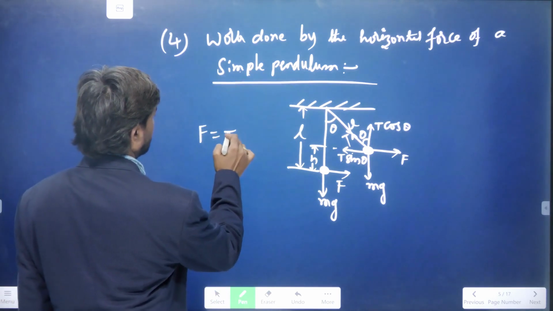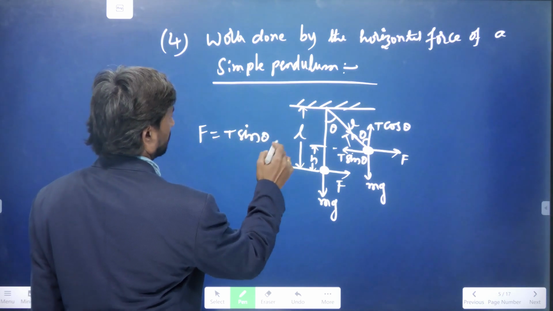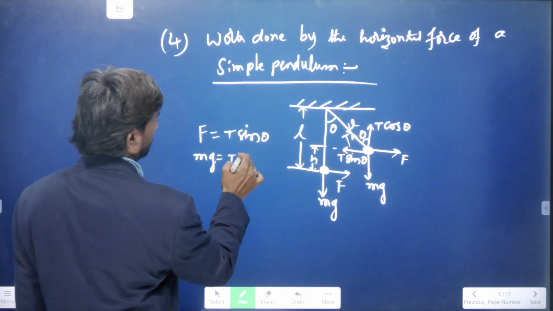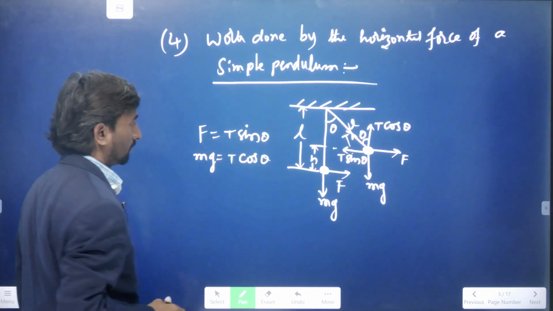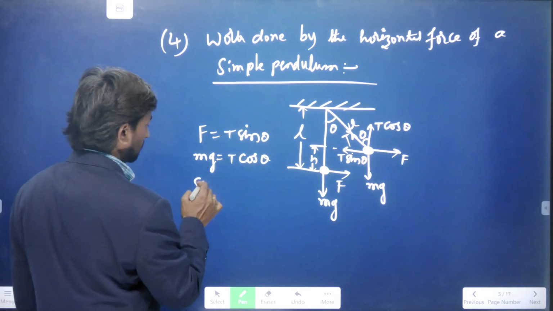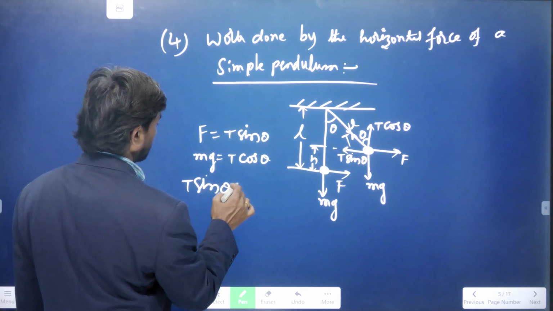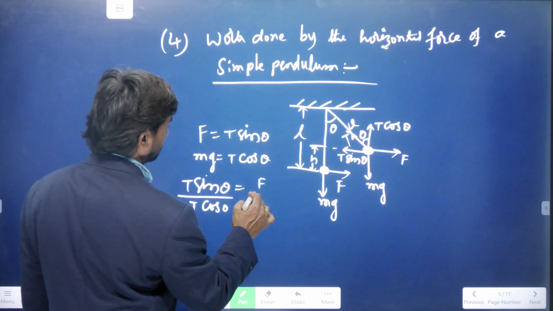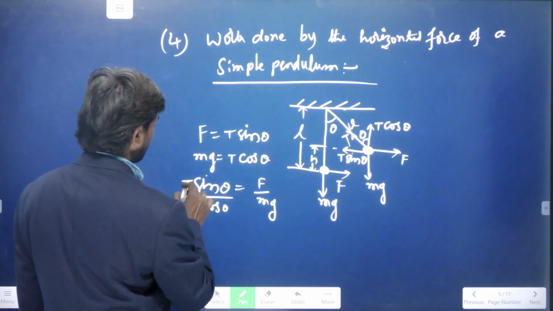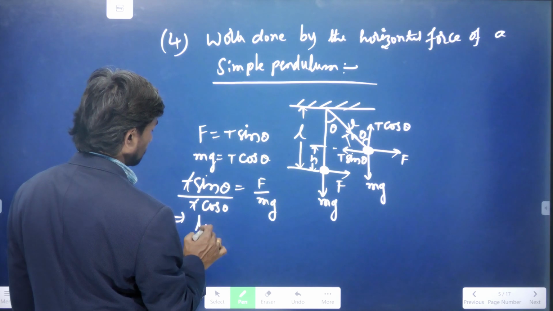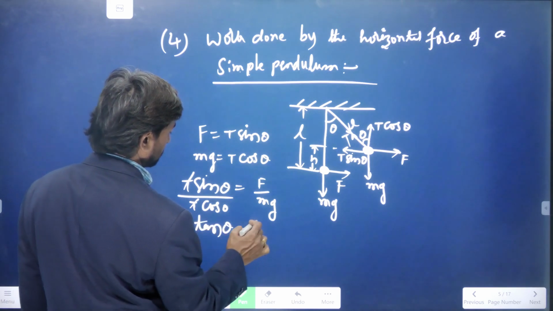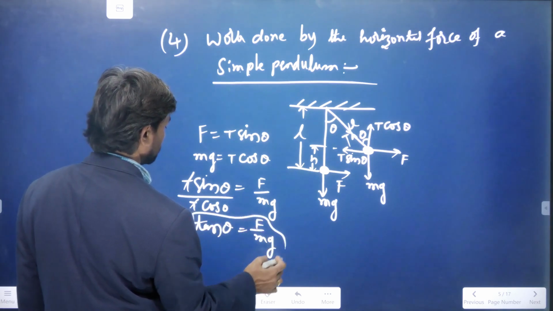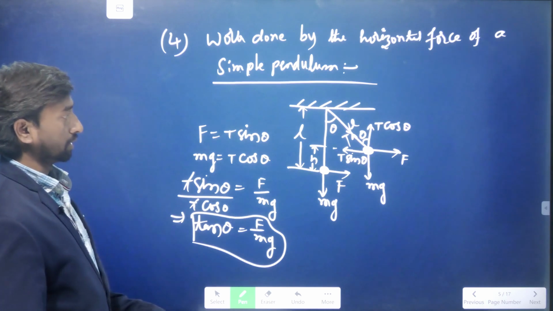So F is equal to T sin theta is one equation we can write there horizontally, and the vertical component, that is mg, mg is equal to T cos theta. Now if I divide these two equations, what will we get? T sin theta divided by T cos theta is equal to F divided by mg. So now T will be cancelled here. We will get tan theta is equal to F by mg. This we have seen in the case of Lami's theorem, the tangent law. By using the tangent law, we get this.